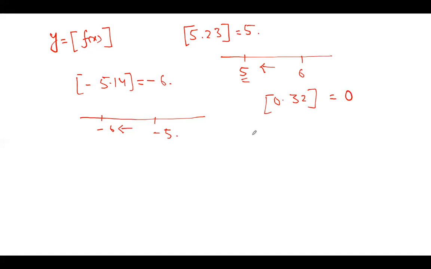Now, how to draw the graph for y is equal to the greatest integer of x. This is also known as a step function or box function, right? The reason is that if we draw the graph, we'll get a step or a box. So let's start with y is equal to the greatest integer of x only. This is the step function, so one by one, stepwise, we have to go for this.